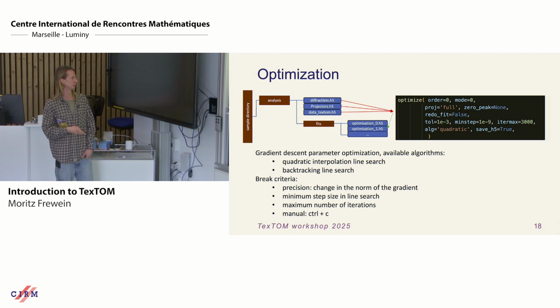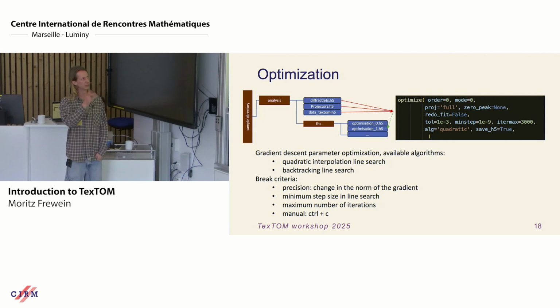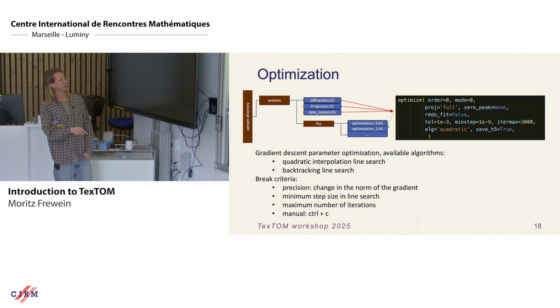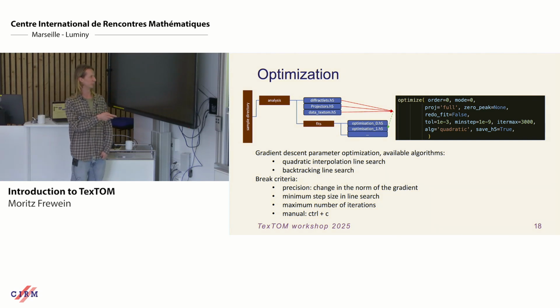And then there's a variety of break criteria. I calculate the norm of the gradient, and if it doesn't change much anymore, the computation stops. So this is this tolerance parameter. Then you can also define a minimum step size in the line search and a maximum number of iterations, or you can terminate the optimization manually. It will save your result.